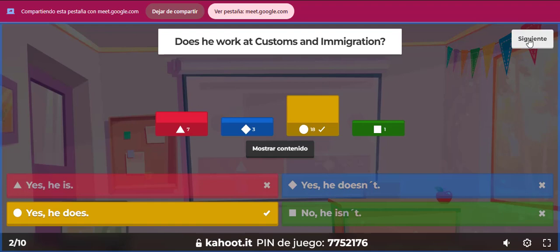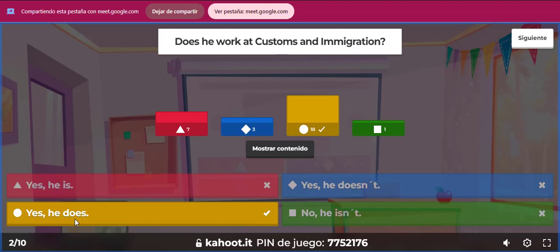Okay, we got 18 people with the correct answer, which was yes, he does. So remember that we said that when we have a yes-no question, we will answer with the same auxiliary. So if the question is with does he, then we are answering with he does, except if we are asking for you, and we will answer with I. Lo mismo que hacemos en español, ¿verdad? Menos que sea usted trabaja en tal cosa, sí, yo trabajo. So we do the change of the subject. But in the case of does he, then we will answer yes, he does.